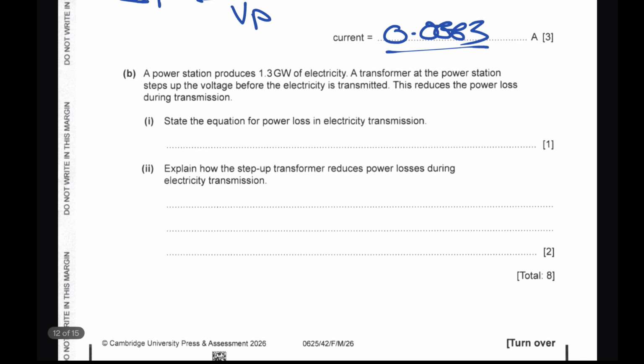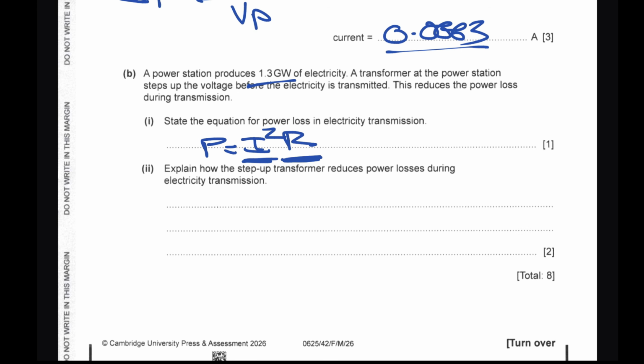Power station produces 1.3 gigawatts of electricity. Transformer at the power station steps up the voltage before the electricity is transmitted. This reduces the power loss during transmission. State the equation for power loss in electricity transmission. So because we've got power supply and we've got resistance, for electricity transmission, we can use P is equal to I square R, which is basically the current in the wire squared multiplied with the resistance of the wire. And explain how step-up transformer reduces the power losses during transmission.